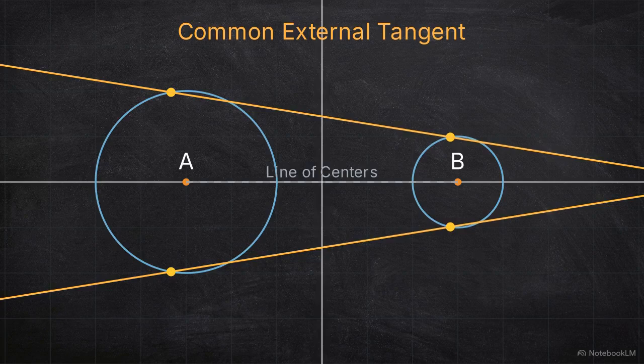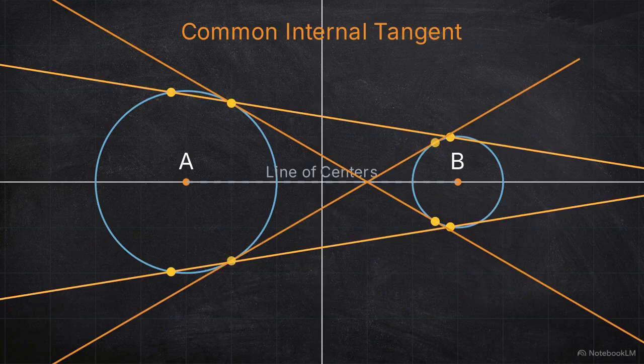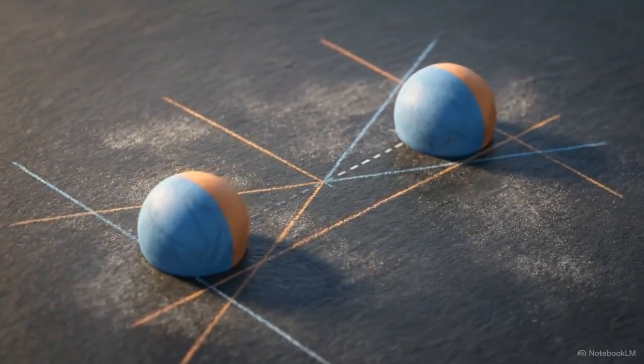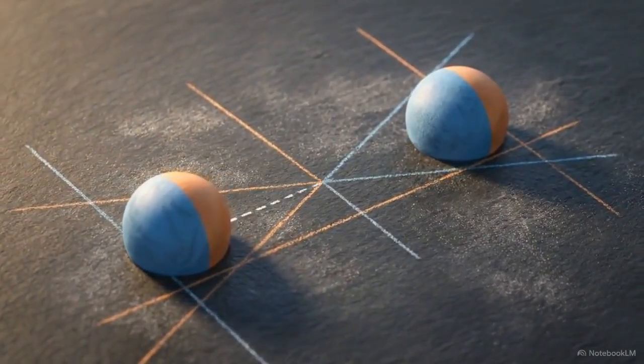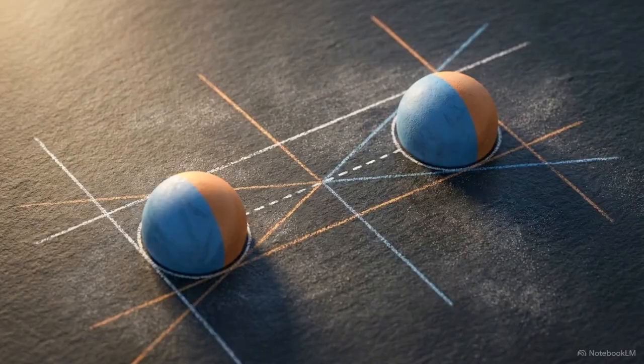The opposing spatial rule dictates the behavior of a common internal tangent. Internal tangents must squeeze tightly between the circles, crossing the line of centers to form an intersecting X pattern in the open gap. The line of centers operates as an invisible, unbending border that mathematically categorizes the position and behavior of every tangent line that touches the system.